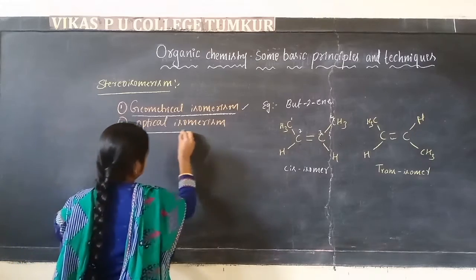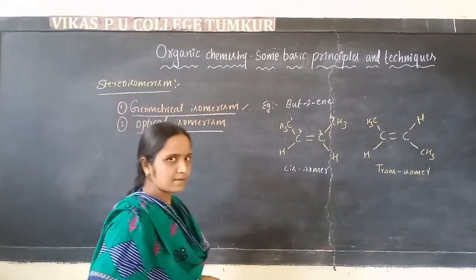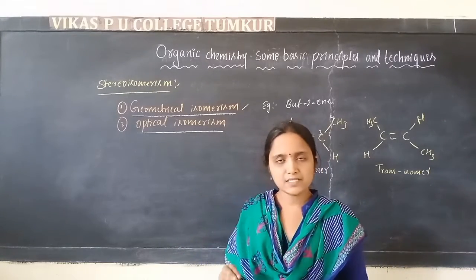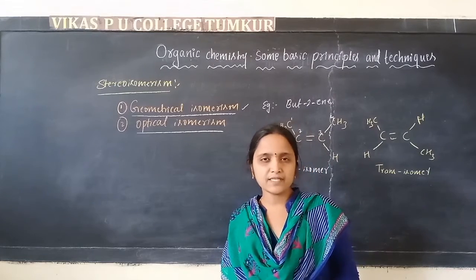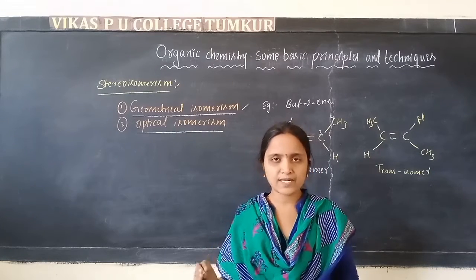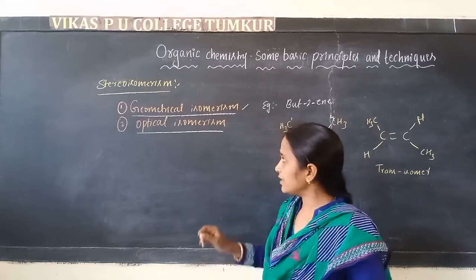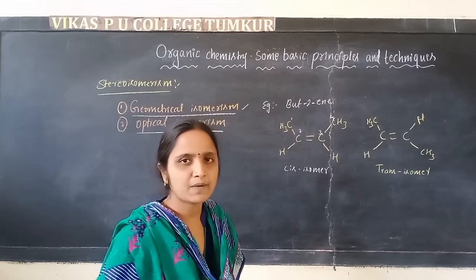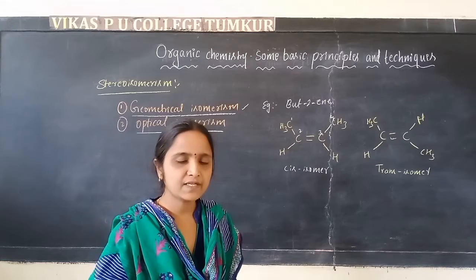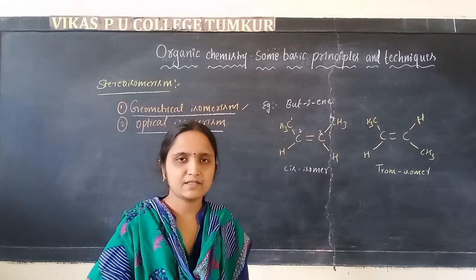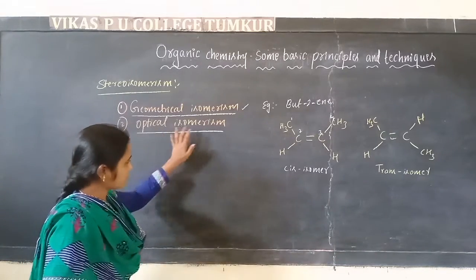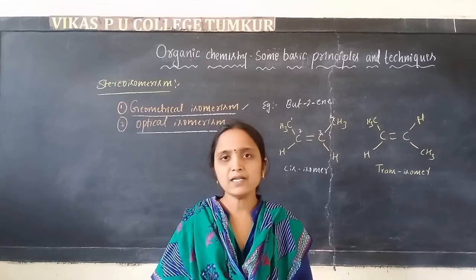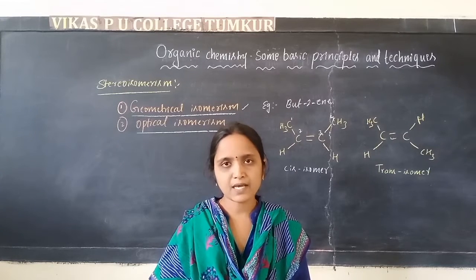Next we are going to discuss the second type of stereoisomerism, that is optical isomerism. Optical isomerism means two or more compounds having the same molecular formula but differing in the rotation of plane polarized light. That we call optical isomers, and the phenomenon is called optical isomerism.